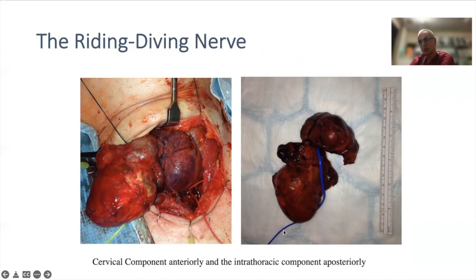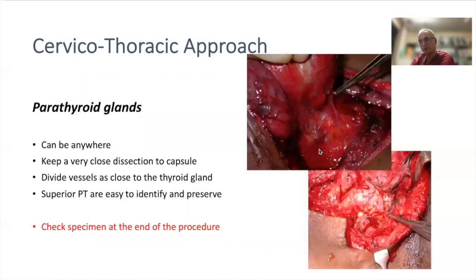So it goes over the posterior component and then dives in between the two components of the goiter. Often it happens that this big intrathoracic component is actually coming from the tubercle of Zuckerkandl. So the nerve is going to be right in the middle of it. You've got to be very careful, because that's a really potential site of injury.